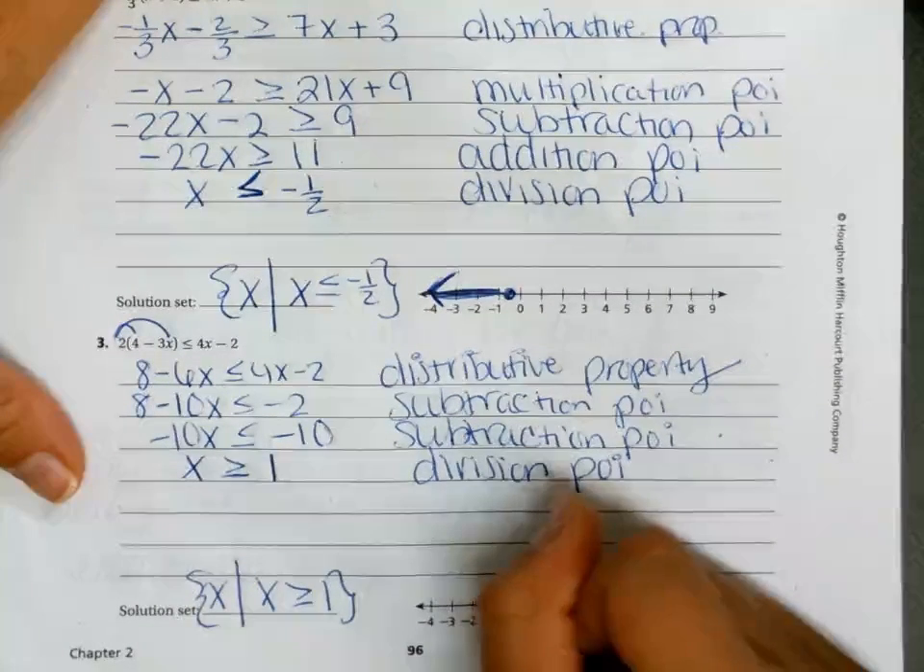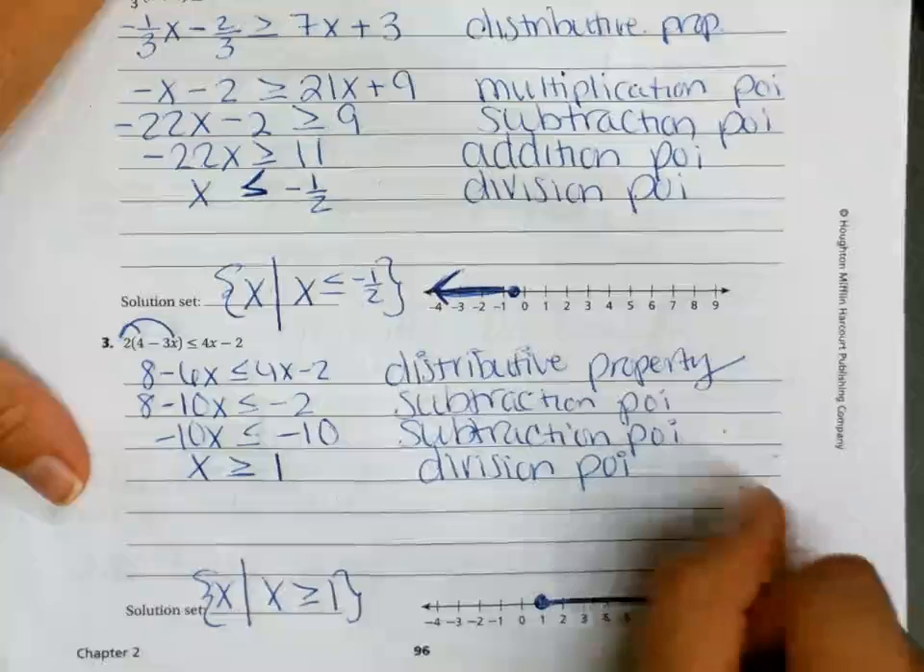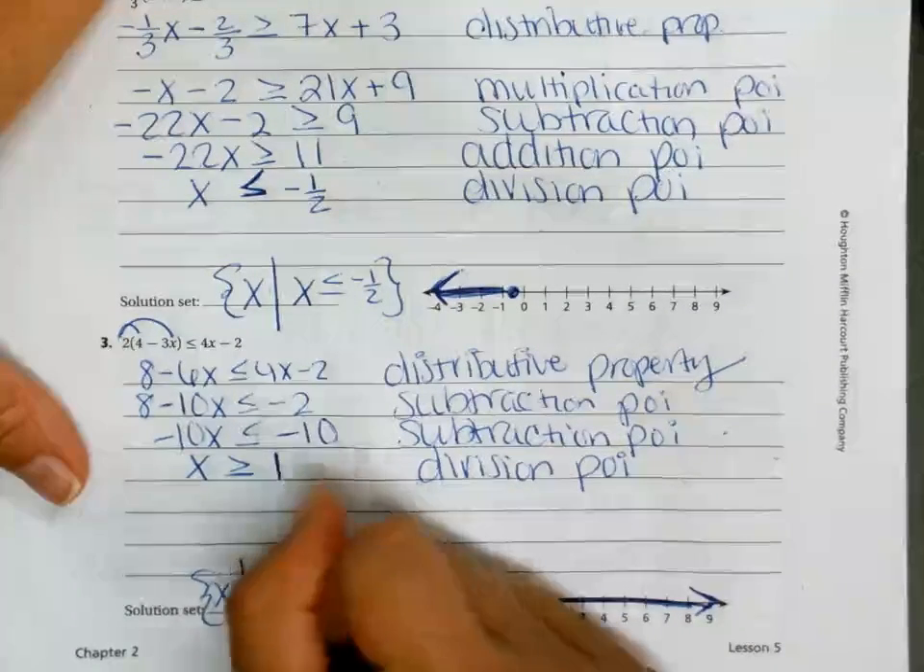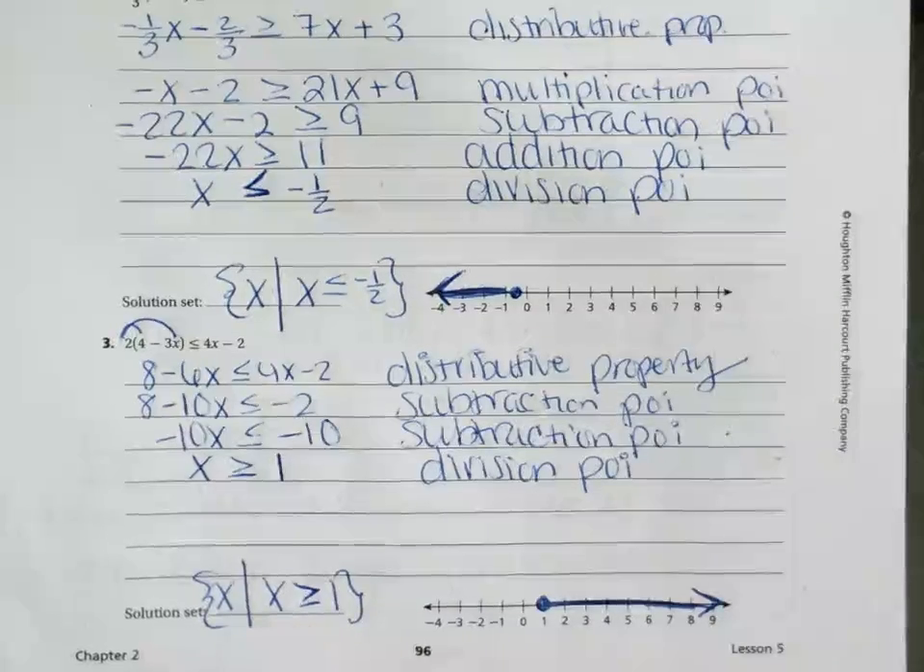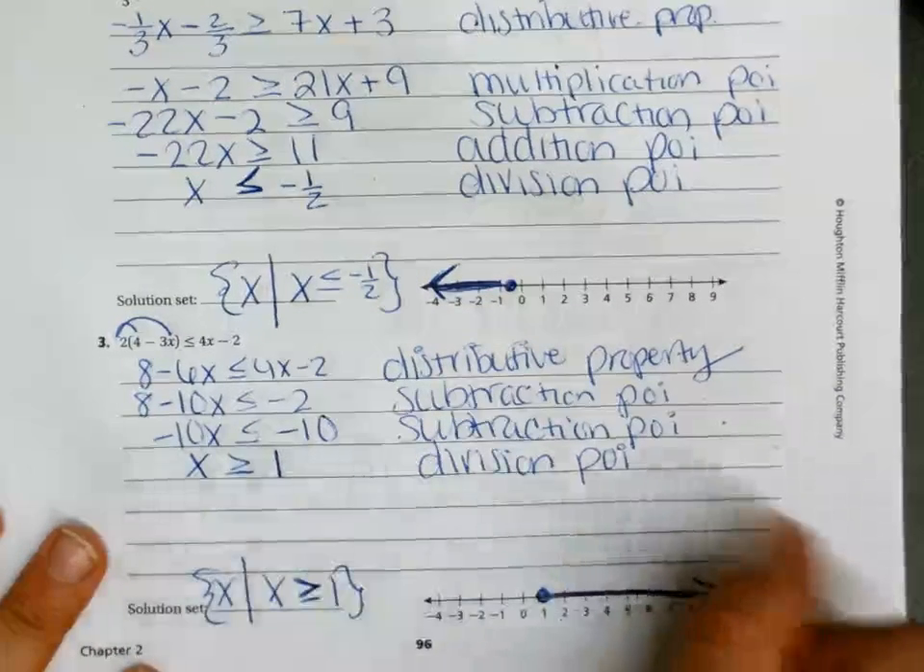Closed dot on 1. Shaded to the right. The or equal to tells you closed dot, and the arrow trick says it shades to the right.